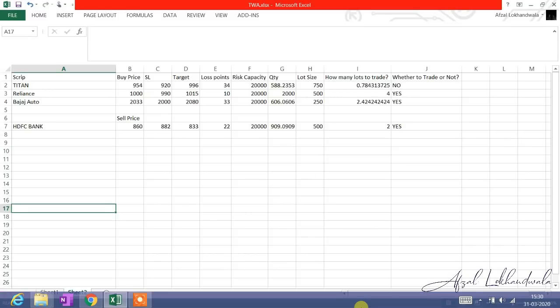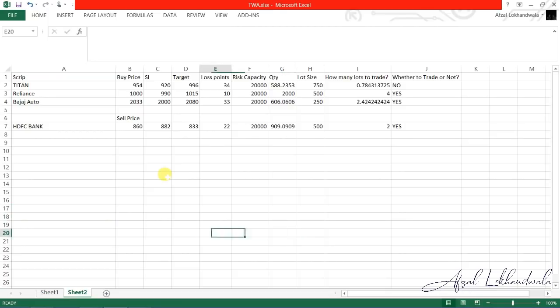See, now we are very much aware that all these levels which we are talking about are futures levels, right? So all these are futures levels.